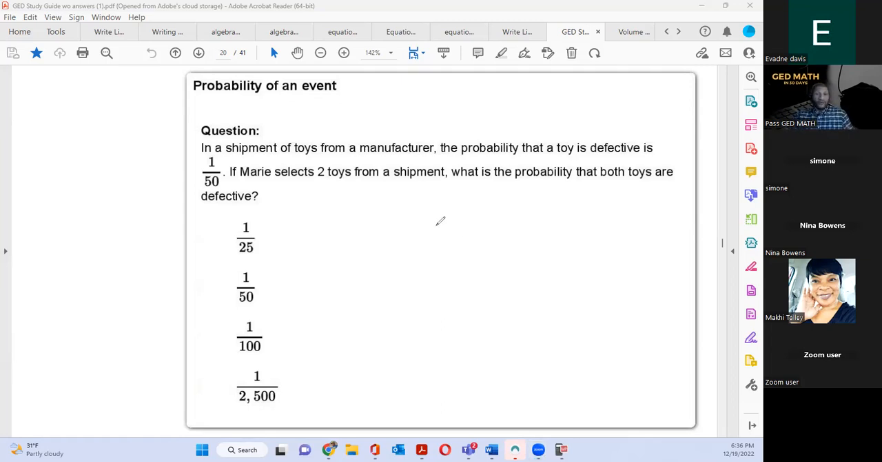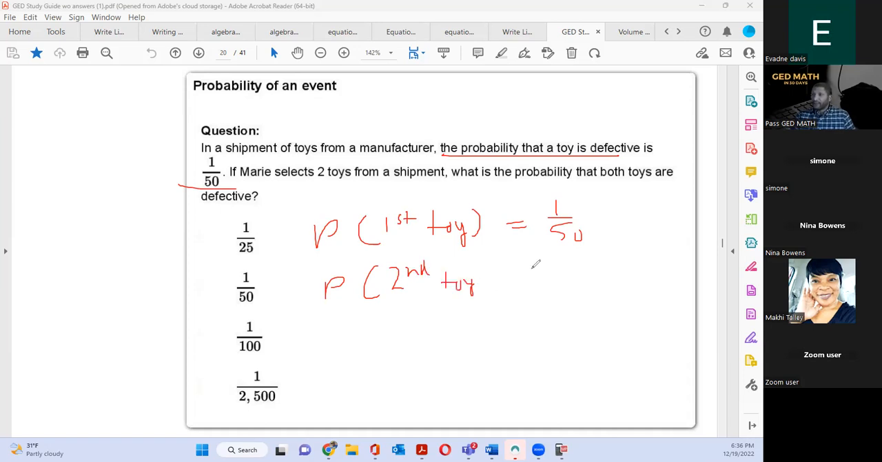The probability of more than one event is compound. And what we do is we multiply the two simple probabilities. So the probability of selecting the first toy and it's defective is what? 1/50. What's the probability of picking a second toy that's defective? It's also what? 2/50? No, right? Not 2. Still 1/50. So the probability they give you, you don't have to change, you don't have to do anything.